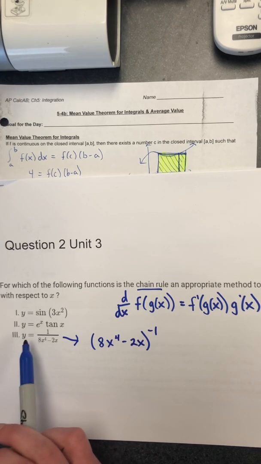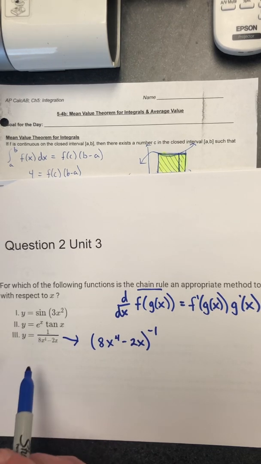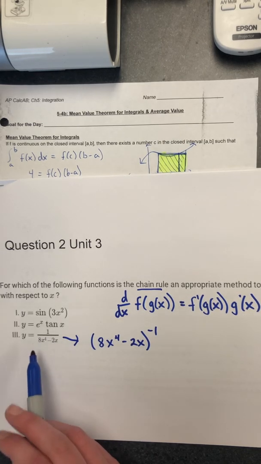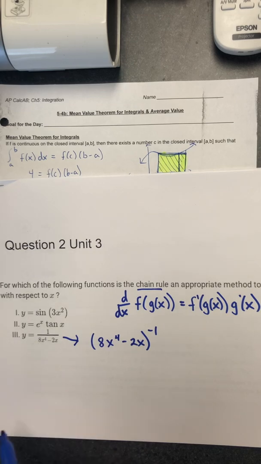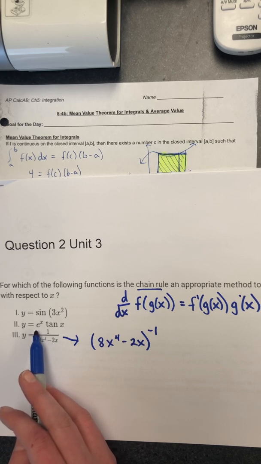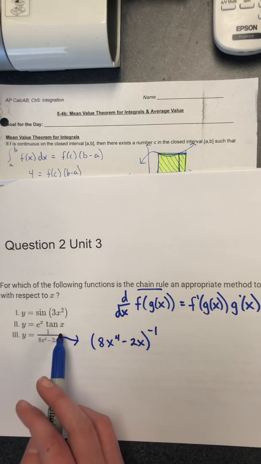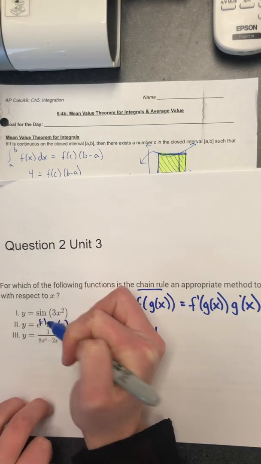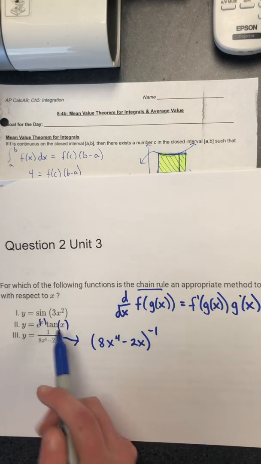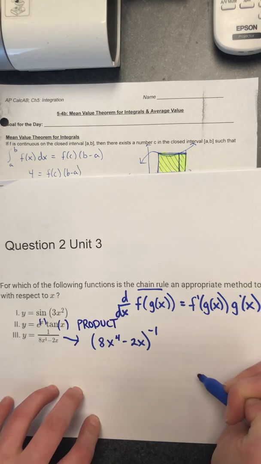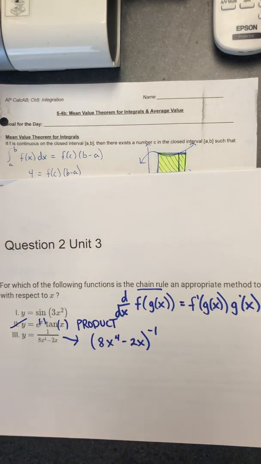Number 2, y equals e to the x times tangent of x. What we have here is actually two functions that are being multiplied together. It's the e to the x function and the tangent x function. So we take a look at both of these functions. There is nothing being composed into e, and there's nothing being composed into tangent. They are just plain, bland functions. So all I would need to use here is the product rule. There's no need to use chain rule, so that one is not an option.